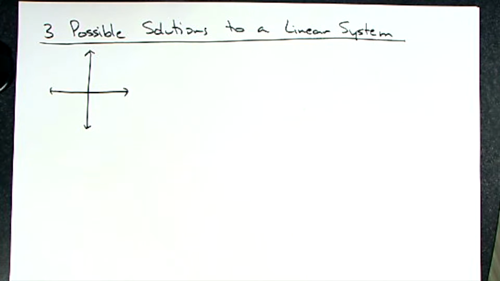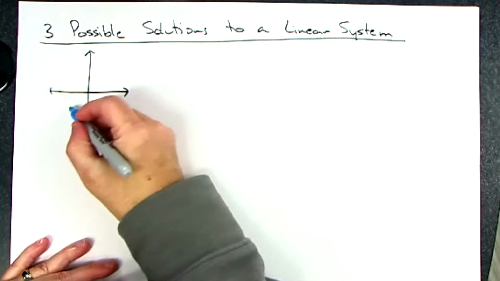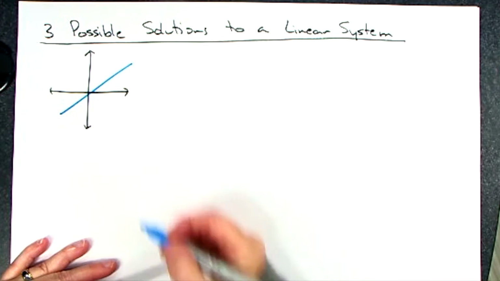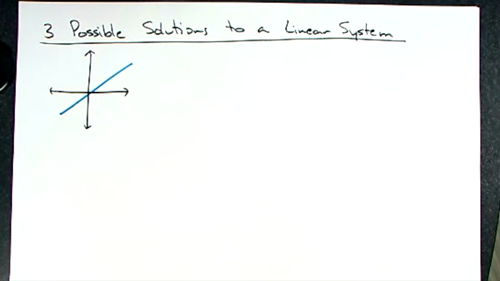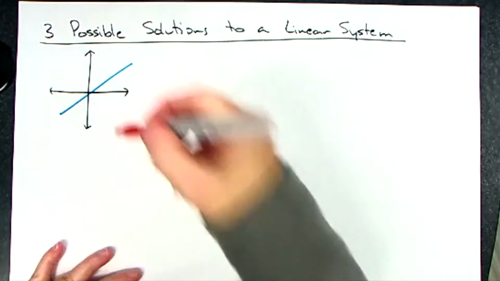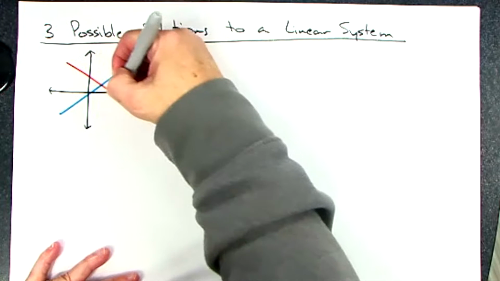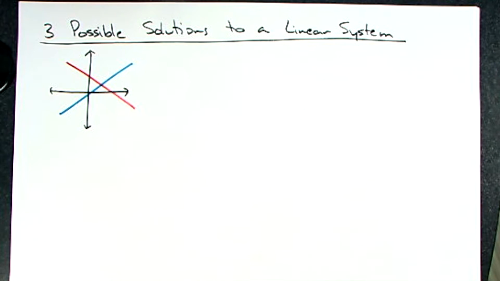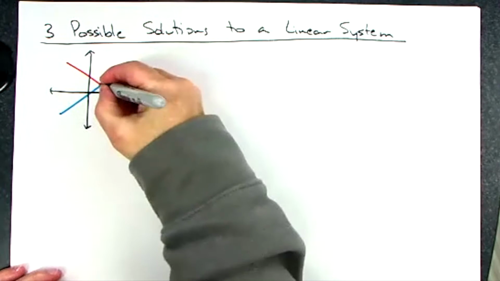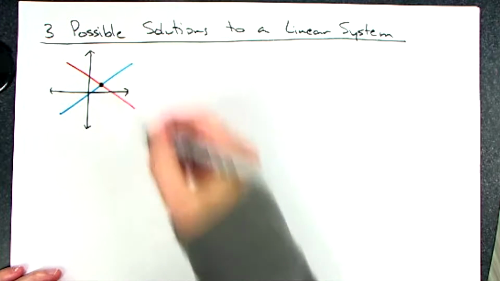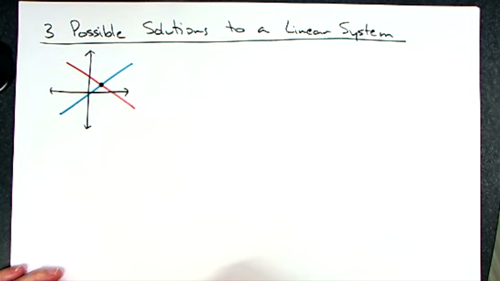Okay, now one possibility, you've got two lines. When you graph them, logically, they could cross, right? So I might graph one line and it might show up right there. And then I could graph a second line and it might show up right there. In which case they crossed each other, okay? And they will cross in one and only one spot. Right there is the solution.